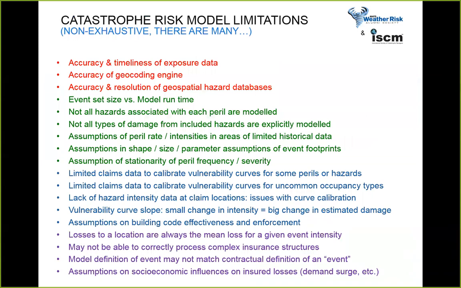So, cat model limitations. I'm already at 75 minutes, so I really will just leave this up for reading. We can go back through this in the Q&A period, but I have some issues. In red are some questions about the data you put in, green on the hazard and intensity component of the models, blue for vulnerability, and purple for financial. And this is in no way near exhaustive. I could probably give full-day presentations on almost each of these separate areas.